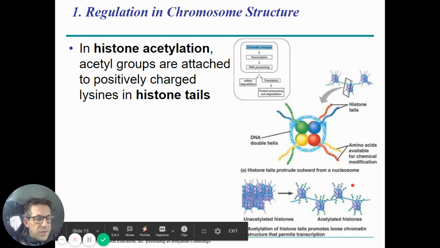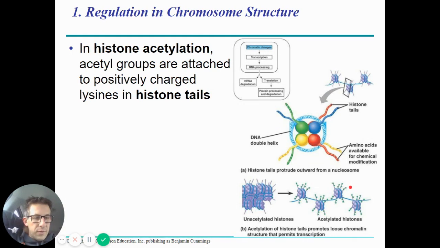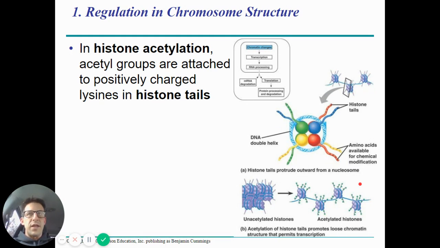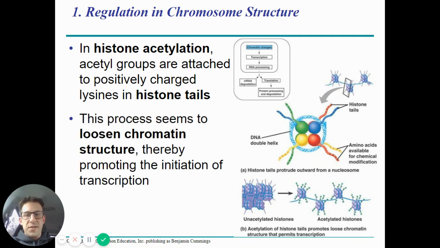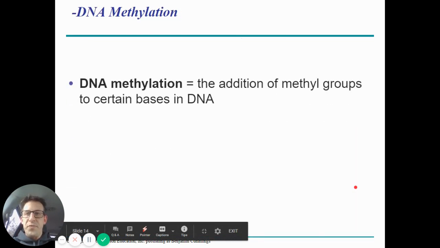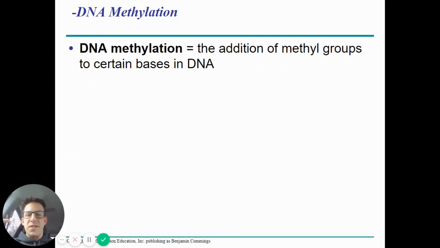Okay, that is a little stretch of DNA that can now be transcribed. It's just double helix, that's all it is. And so if there's a gene in this little area here, all of our transcription machinery can get in there and transcribe it and make mRNA from it. Okay. So histone acetylation allows us to regulate the process of gene expression by accessing the DNA, making it accessible. Okay. So this process seems to loosen the chromosome structure and promotes the initiation of transcription, allows transcription to actually start.